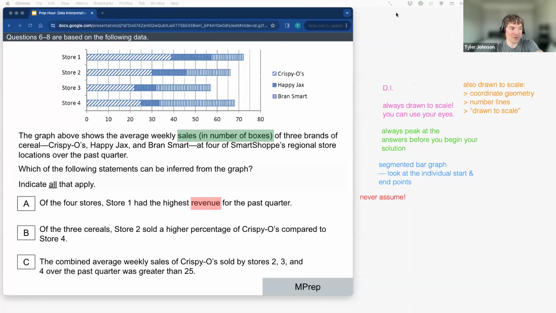And good advice for the entire GRE, whether it's quant or verbal: don't make assumptions. Even if in the real world you think it would be totally logical for these 4 stores to be selling them at the same price, without the information, I don't want to assume that. So we have no information about the prices and we can't make an assumption about revenue. So that is not necessarily safe to infer, and A is eliminated.